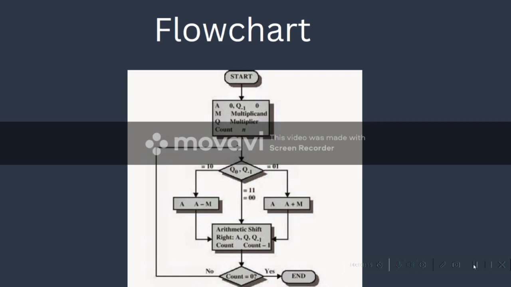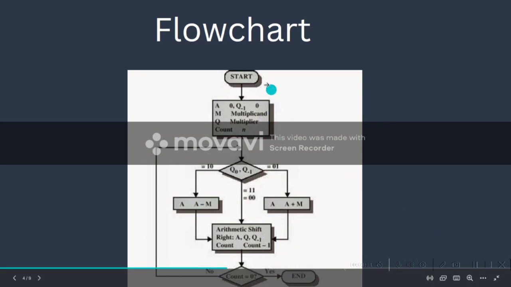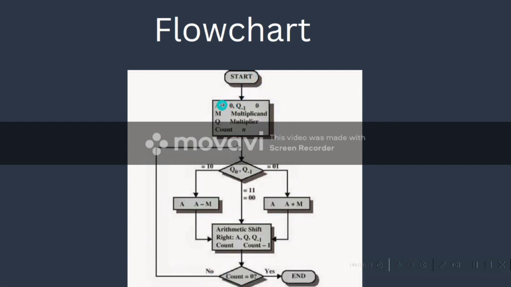So now, let us look into the Booth's algorithm using a flowchart. The flowchart says that first we have to start the process. Then we have to assign A as an accumulator equal to 0. Q minus 1 is already given as 0. M is the multiplicand, Q is the multiplier, and count N.